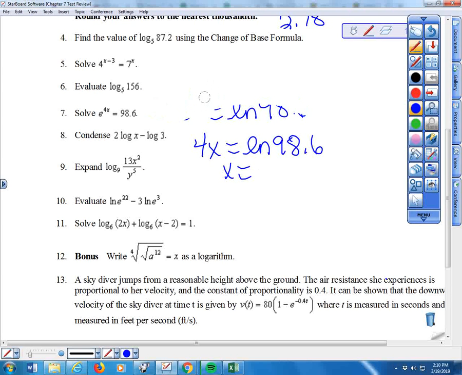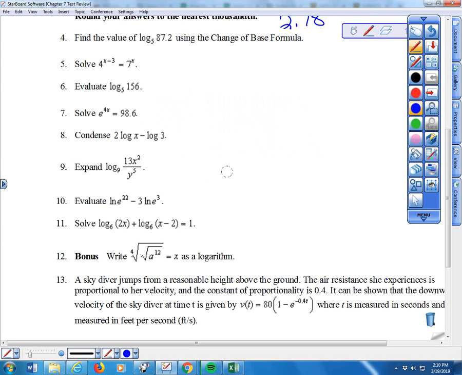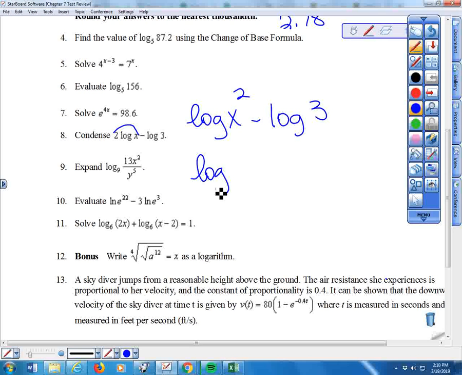All right. Next one is a condense. So they both have the same base, base 10. First thing I'm going to do is move this up to the top. So I'll have log of x squared minus log of 3. So this is going to be log of x squared over 3, because it's subtraction, and that's condensed then.